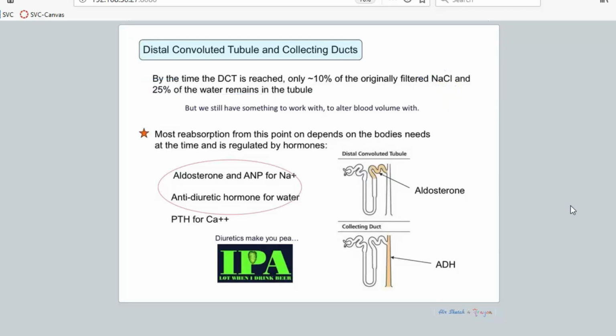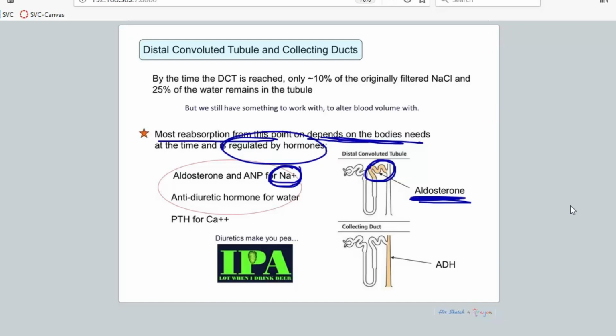But at this point, most of the reabsorption, well, not surprisingly, it depends on the body's needs, and it's also regulated by hormones. And specifically what's going to happen in the distal convoluted tubule is we are going to reabsorb sodium, any of that remaining sodium. And that's going to be under the control of aldosterone, which is produced by the adrenal glands. So that's under endocrine control.